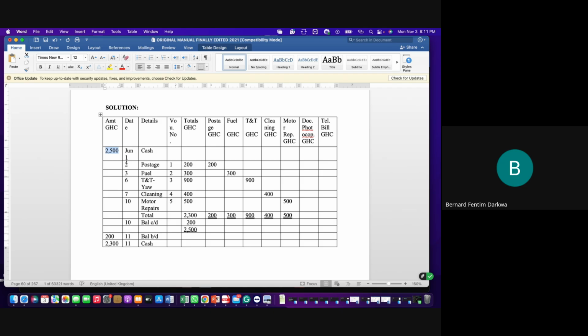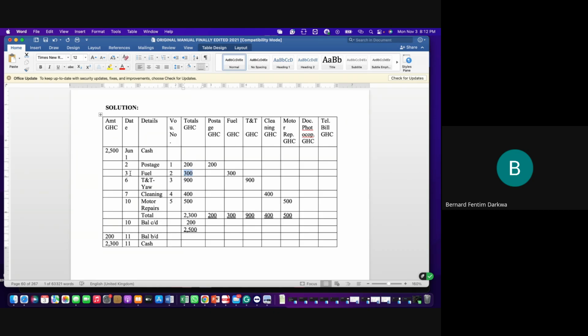Then you have to explain: you gave me 2,500, but on the second I bought stamps, postage, with voucher number 1, for 200. So you put the 200 under postage. On this date, fuel was bought. How much? 300. So the total is 300 under fuel. You'll be doing this for all the expenses.